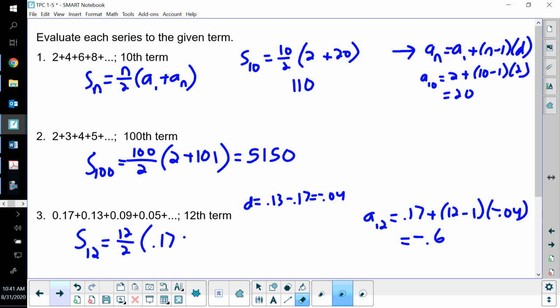So again, you can either do plus a negative 0.6, or you can just do minus, because plus a negative is just a minus. And we end up getting negative 0.27. So that's the sum if we added up those first 12 terms.